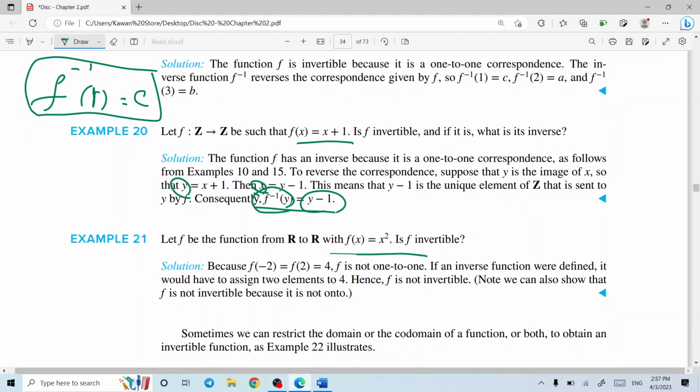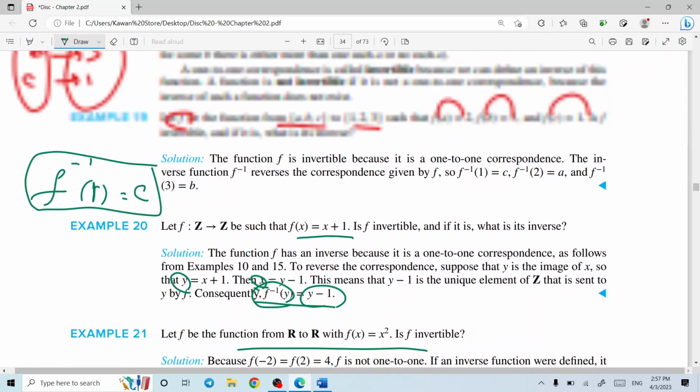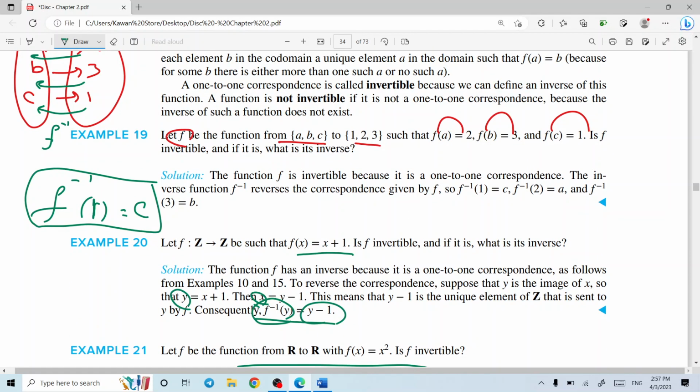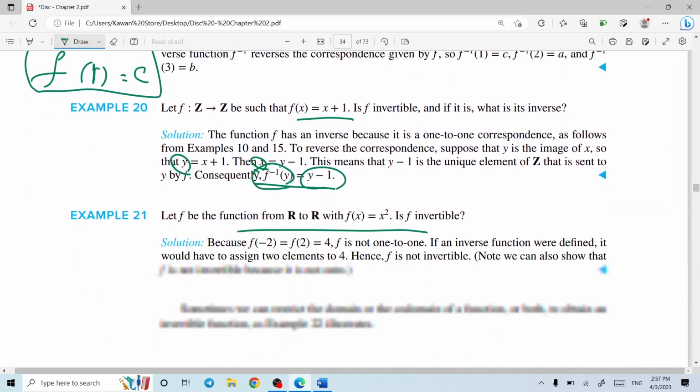The function from R to R, is it invertible or not? Quick: is that function invertible or not? No. Why? Because it's not one-to-one. 2 and minus 2, the image is equal to what? 4. You got it, dears? That's why. Good.